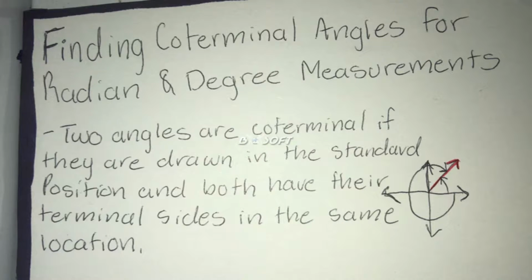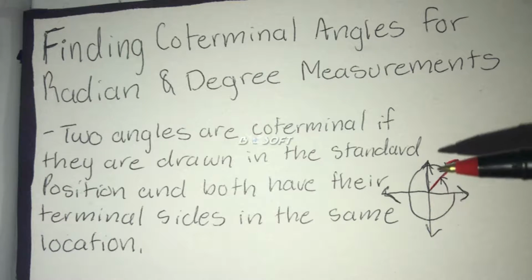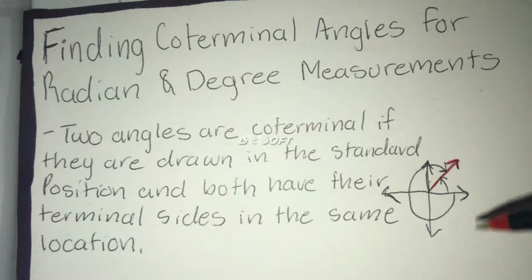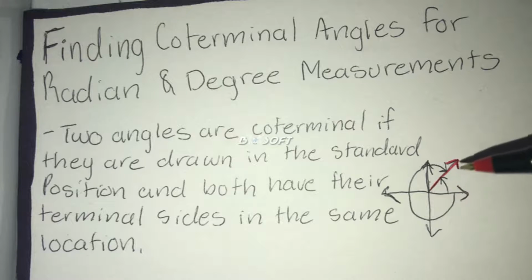Today we will be discussing how to find coterminal angles for radian and degree measurements. I'll start off by explaining what coterminal angles are. Two angles are coterminal if they are drawn in the standard position and both have their terminal sides in the same location. From this diagram we can see that it is drawn in standard position and both angles have their terminal side in the same location, which is this red line, meaning they are coterminal.